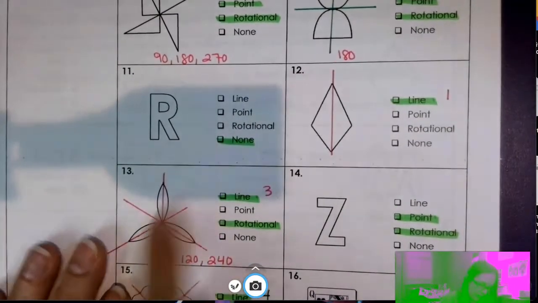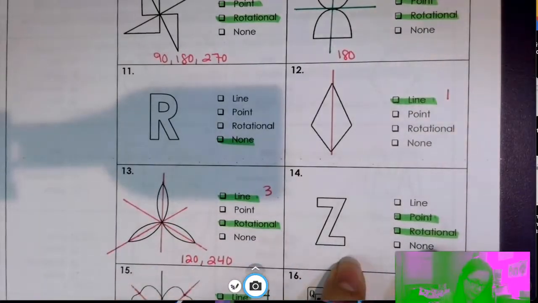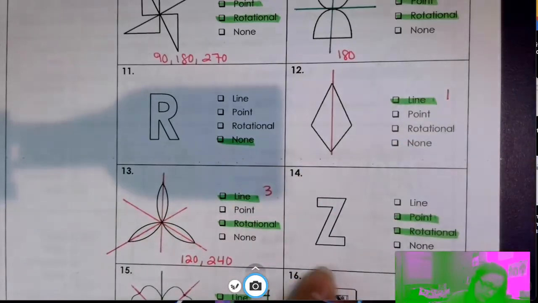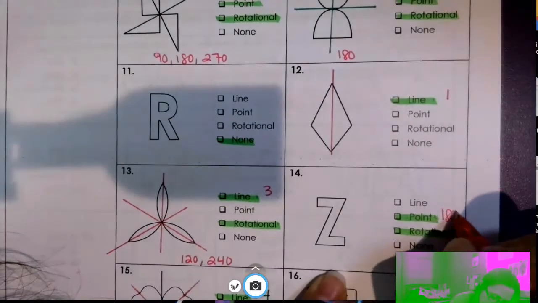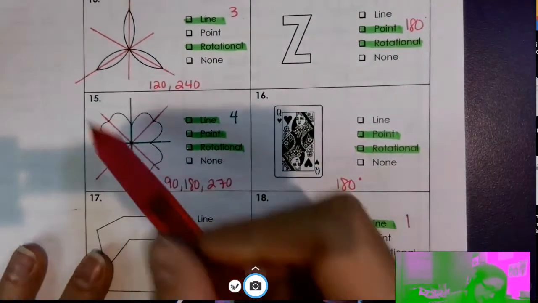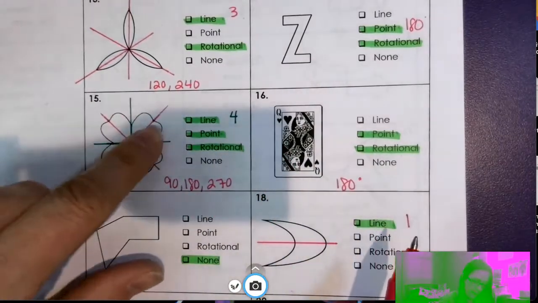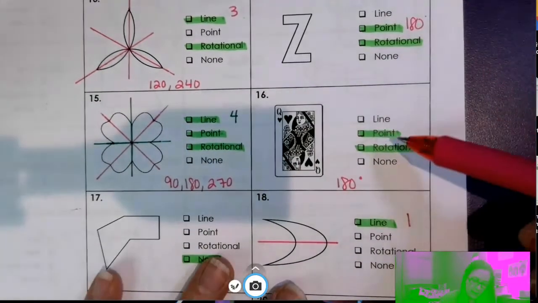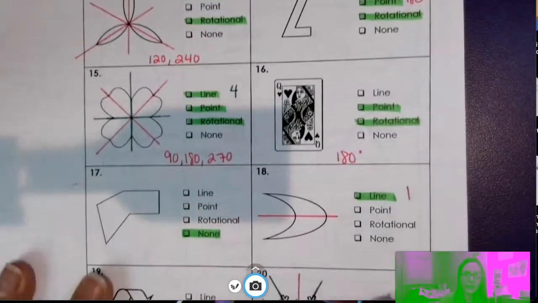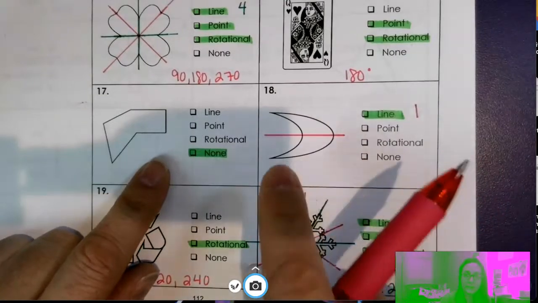This one had 3 lines, rotates at the 3 points, 120 and 240. This one was at just 180. So I didn't put this one, but it's 180 degrees only. This one down here had the 2 pink lines and the 2 green lines, so 4 lines, and it rotated at 90, 180, 270. This one, only 1 complete flip of 180. This was none. This one had a line, but that was it.